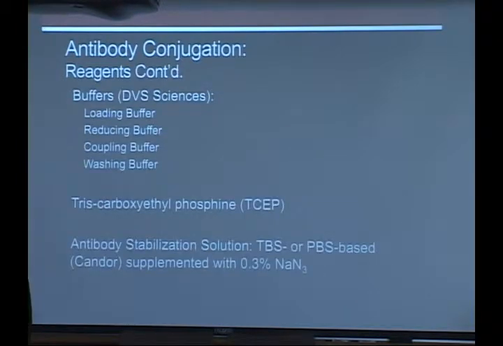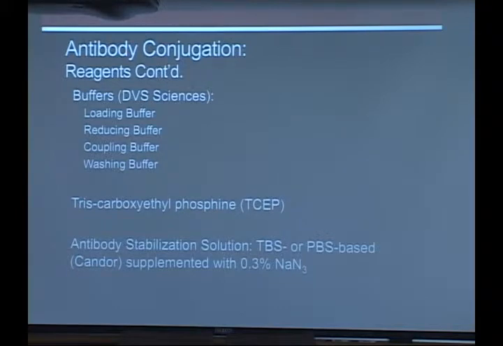And then on top of that, there's a series of buffers that we use for the different steps of the antibody labeling. This is all on your slides there. So we use a loading buffer to load the metal onto the polymer. We use a reducing buffer to reduce the antibody to free up those sulfhydryl groups, a coupling buffer to combine the polymer with the antibody, and then a washing buffer to wash the antibodies. And these are all commercially available.